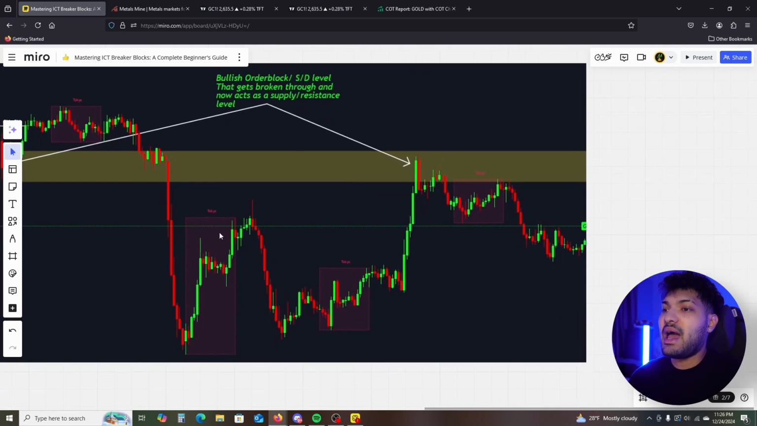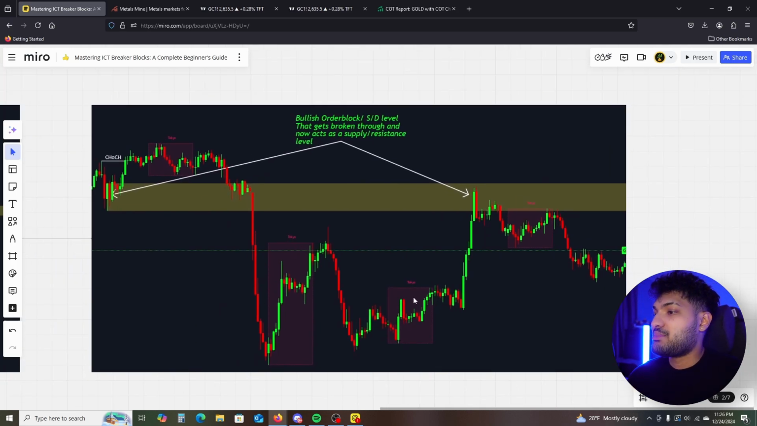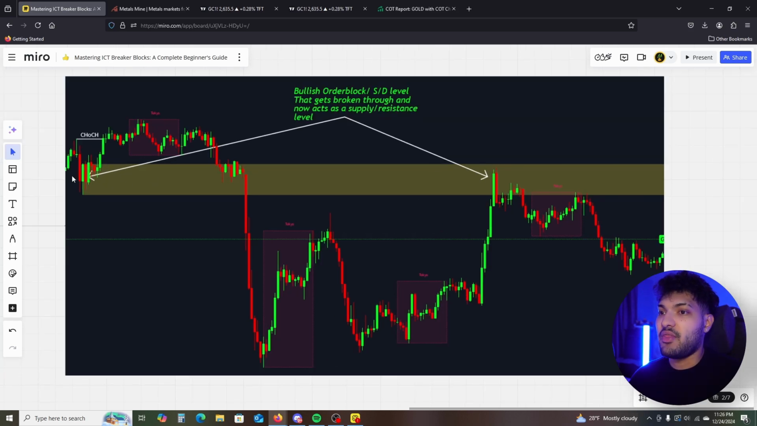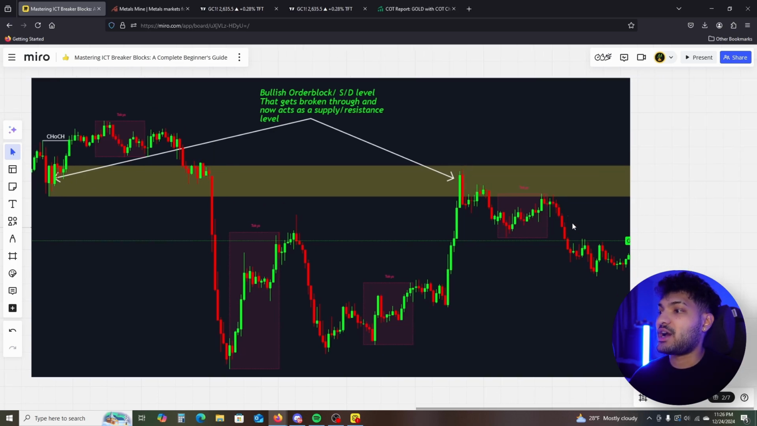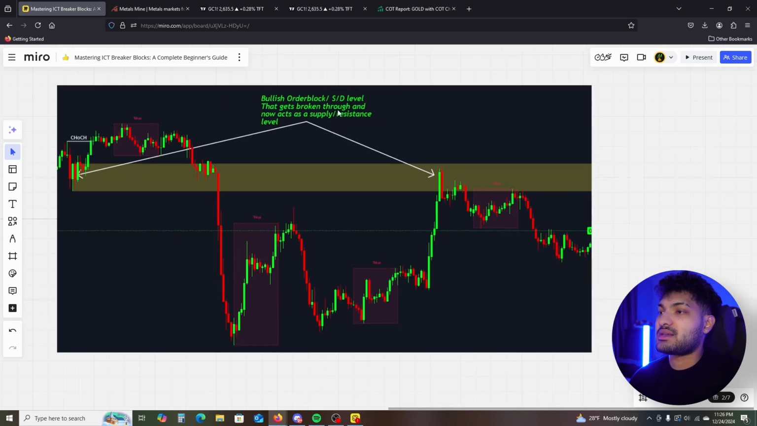Okay, now look what happens, guys. Time plays out, price is playing out. Price now comes to retest that breaker block area and then has that initial reaction downward. It's absolutely amazing. And this has actually happened pretty recently, but as you can see, it's the bullish order block slash supply demand level that gets broken through and now acts as a supply slash resistance level.